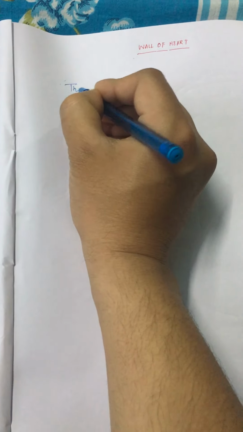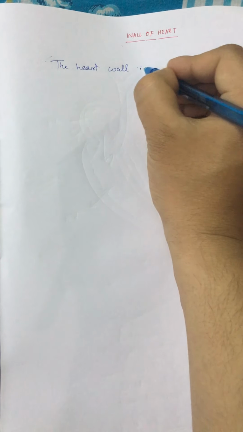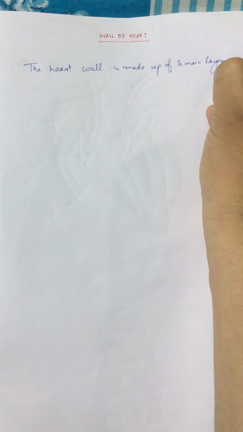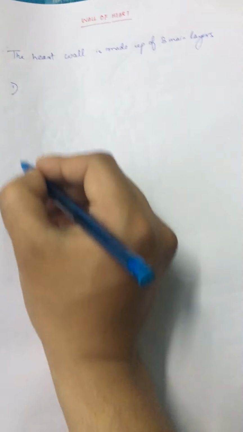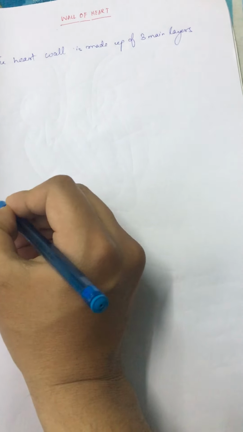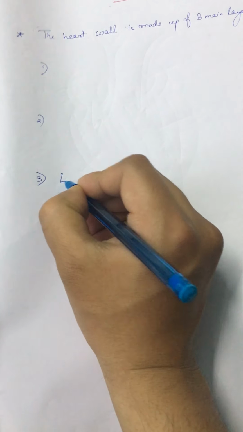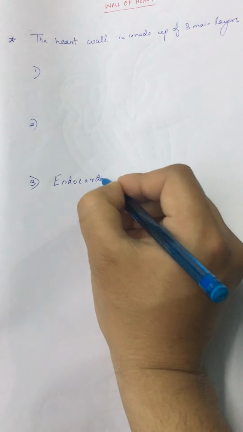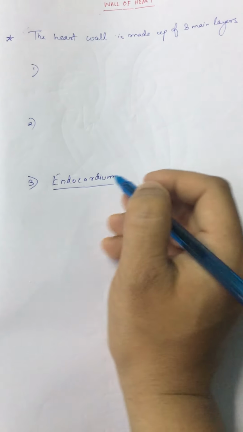The heart wall is made up of three main layers. First of all, I will write the innermost one. The innermost one is called the endocardium.